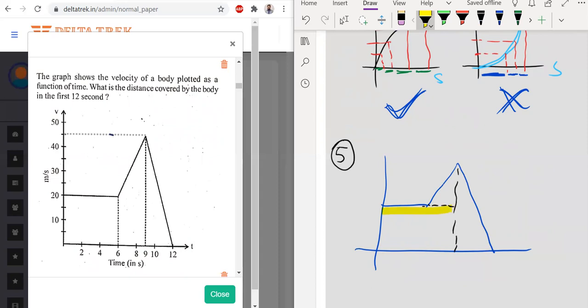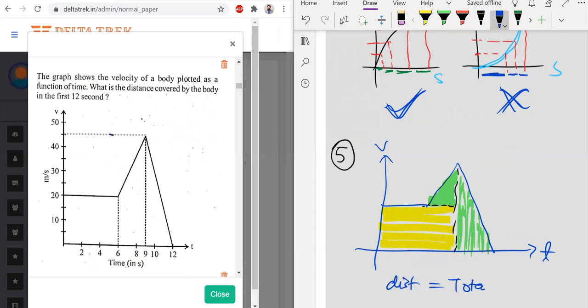See how I'll be calculating. I'll calculate this as a rectangle, this as a triangle, and this one also a larger triangle. Like this I'll calculate the total area, because what I know is this is a VT curve and the distance will be area. So the distance will be total area. Okay, अभी एरिया निकाल लेते हैं यार.